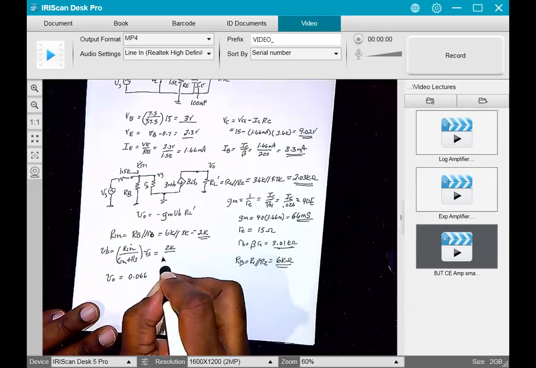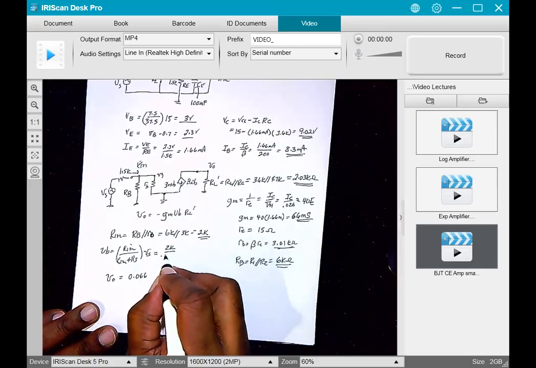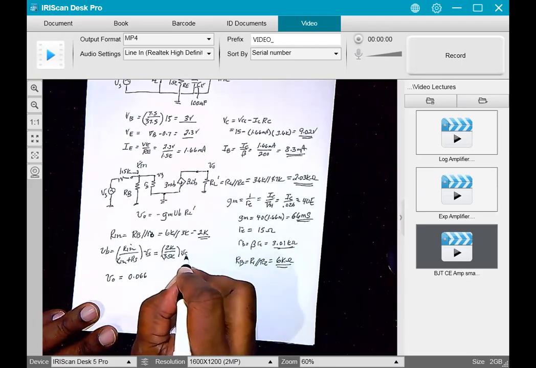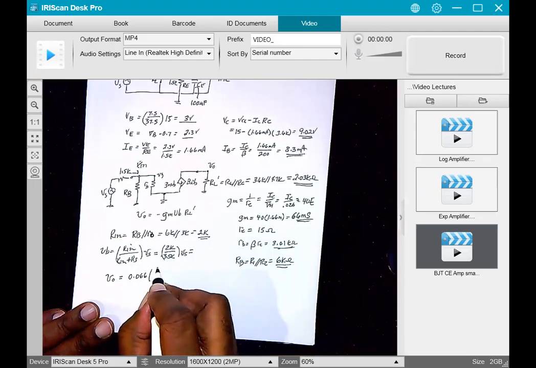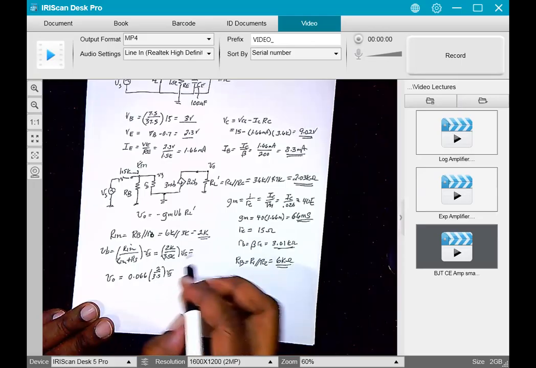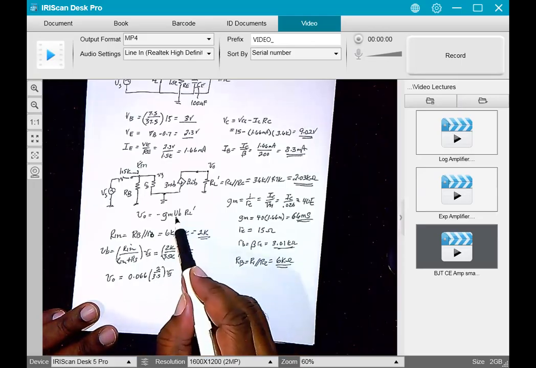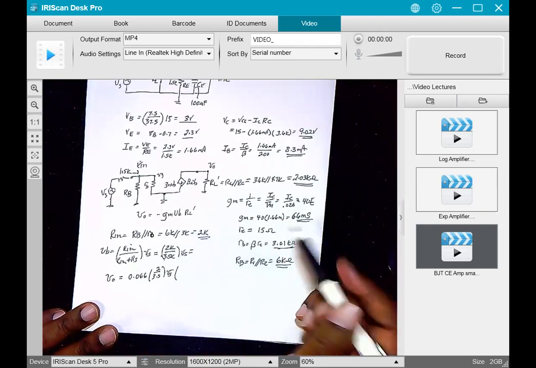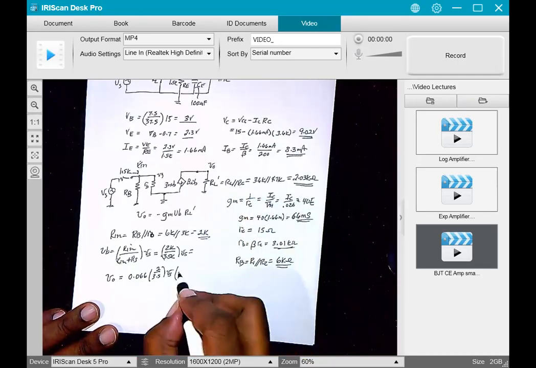2K over 2K plus 1.5 is 3.5K, VS. So that's 2 over 3.5 times VS. That's my VB times my RL prime. My RL prime is RL in parallel with RC, which is about 2K.